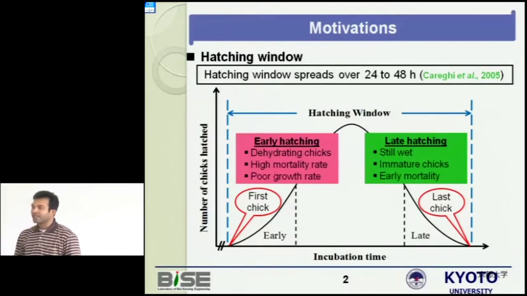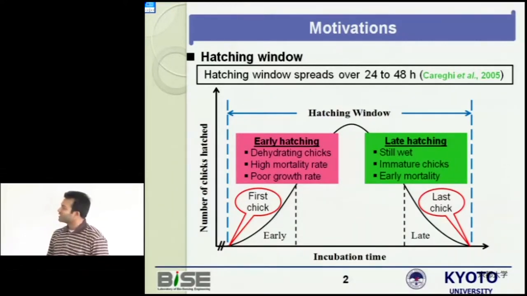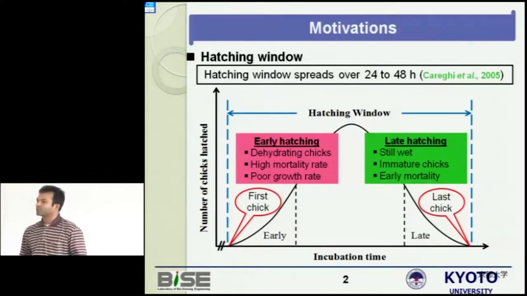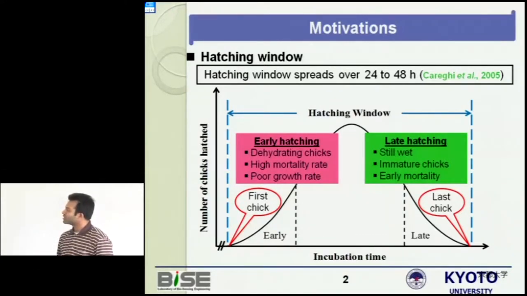At the time of chick collection, it is observed that the earlier hatched chicks show signs of dehydration, and when these chicks are transferred to the poultry farm, they show a high mortality rate and a poor growth rate. And the late hatching chicks are still wet and immature, and also show a high mortality rate at the poultry farm. So it is important to control the hatch window.